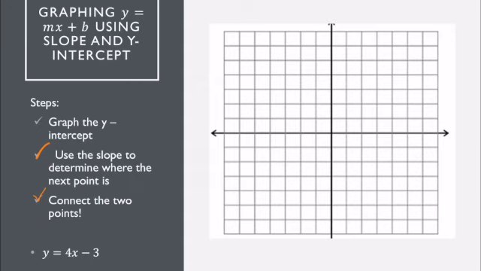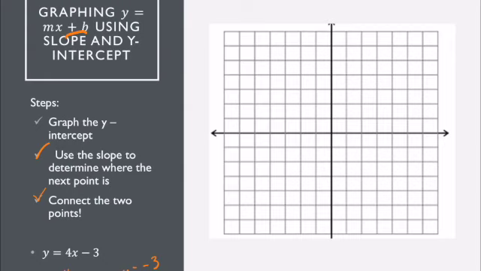So I have y equals 4x minus 3. So my slope is 4, and my y-intercept is negative 3. I have to take that negative with me because remember it's supposed to be y equals mx plus b. Now, how do I write 4 as a fraction? Well, I can put it over 1.